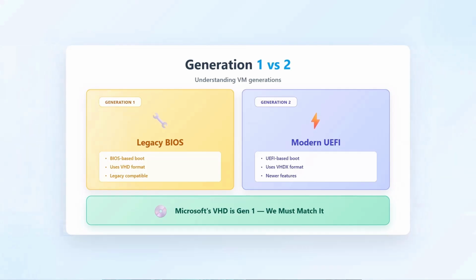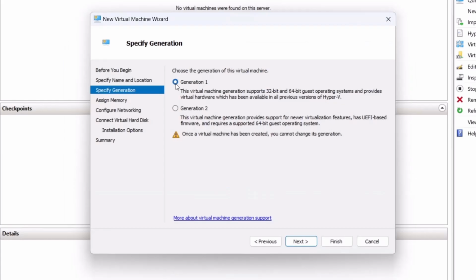Generation 1 VMs use the older BIOS-based boot system and are compatible with legacy virtual hard disks, while Generation 2 uses UEFI and requires newer VHDX formats. Since our downloaded VHD is a Generation 1 disk, we need to match it. Once the generation is selected, we will click Next.